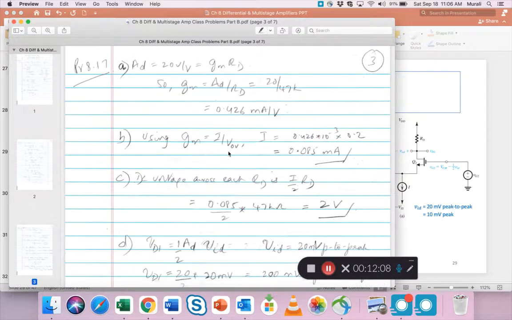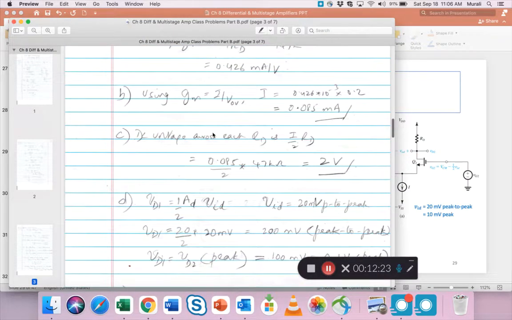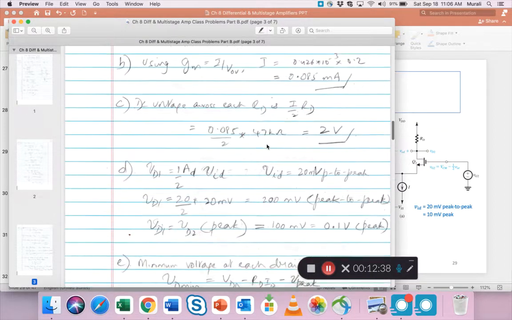Next, using GM in this formula, I can be found, and it's 0.085 milliamps because VOV is given. The DC voltage across each RD is I by 2 into R with no input signal. It's just IR, right? So that is 2 volts across each RD.